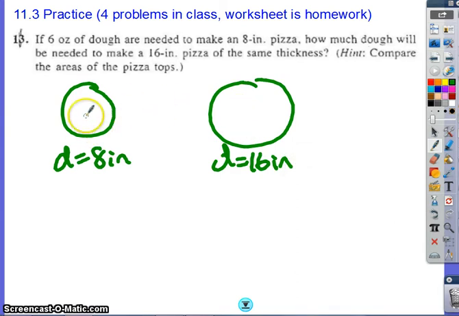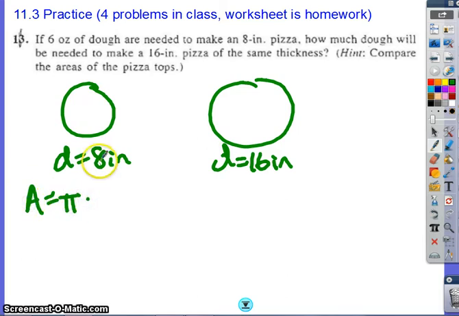Okay, if you think about it, that's just saying how far across it is, but that doesn't mean the areas, which is what you would actually eat, of the pizzas are just double each other. So it hints, compare the area of the pizza tops, because we're talking about dough, and that's covering the whole thing, not just a linear unit. So we need to find the area here, which is pi r squared.